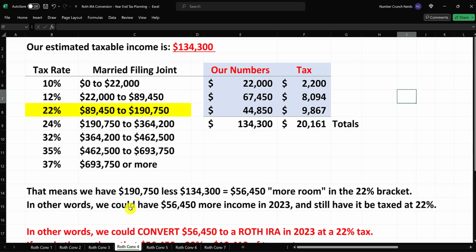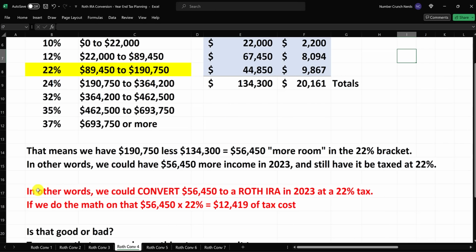In other words, we could have another $56,450 more income in 2023, and we could still have that be taxed at 22%. So let's say it slightly differently. Again, we could convert $56,450 from a traditional IRA to a Roth IRA in 2023. This example is for 2023. And this $56,450 would be taxed at 22%.